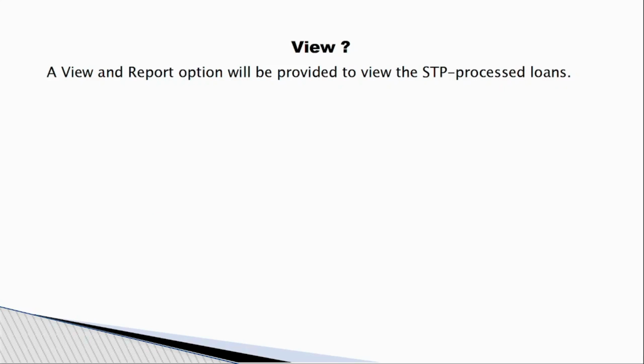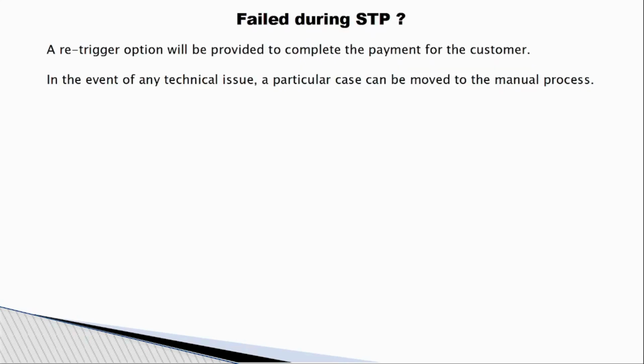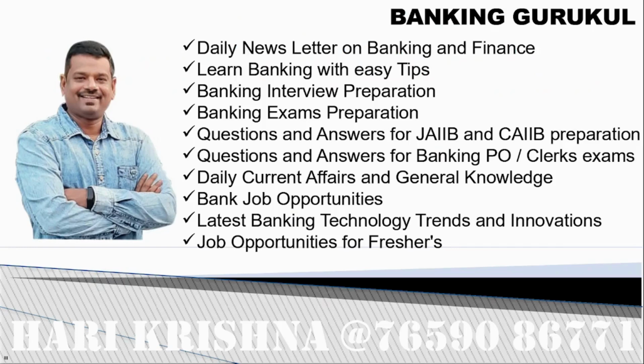View: what about the accounts processed? There won't be any manual intervention, so nobody will verify, but there should be a view and report option available for the accounts opened through STP. Failed STP: for any account opening or financial transaction done through STP, if it fails, you should have an option of re-trigger, meaning you can regenerate the transaction. Or because of any technical issue, if the transaction or account fails, then you can do a manual process in the bank.